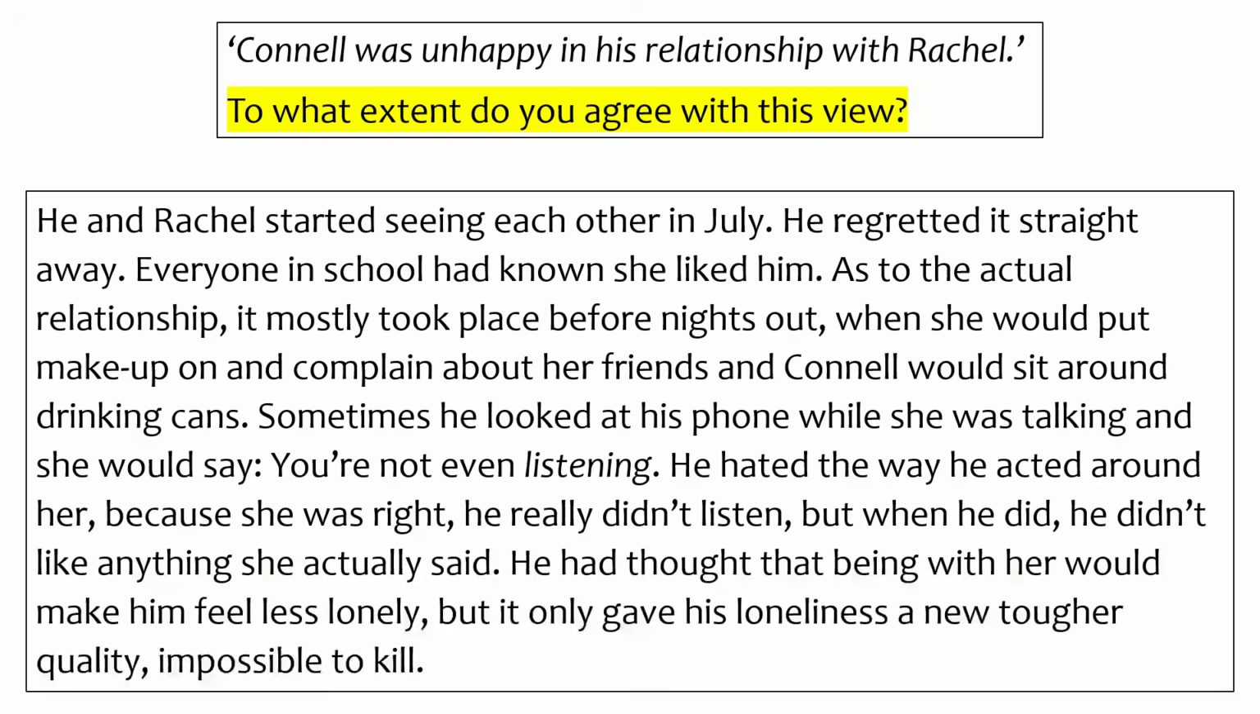He and Rachel started seeing each other in July. He regretted it straight away. Everyone in school had known she liked him. As to the actual relationship, it mostly took place before nights out, when she would put makeup on and complain about her friends, and Connell would sit around drinking cans. Sometimes he looked at his phone while she was talking, and she would say, "You're not even listening." He hated the way he acted around her because she was right. He really didn't listen, and when he did, he didn't like anything she actually said. He had thought that being with her would make him feel less lonely, but it only gave his loneliness a new tougher quality, impossible to kill.